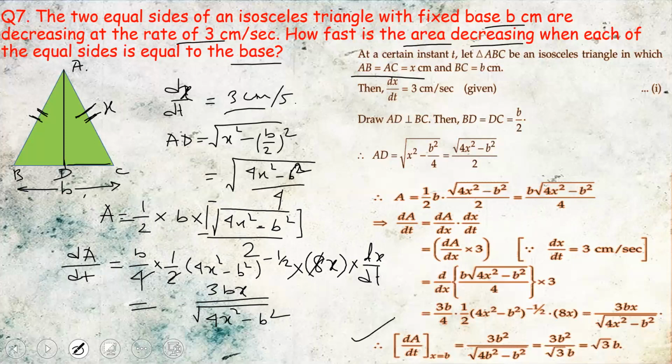Now put the value when each of the sides is equal to the base, that is x is equal to B. So put x equal to B here, you will find your value, that is the rate of change of area. So that will be in centimeter square per second. So write down the answer: the rate of change of area with respect to time is this when the sides are equal to the base.